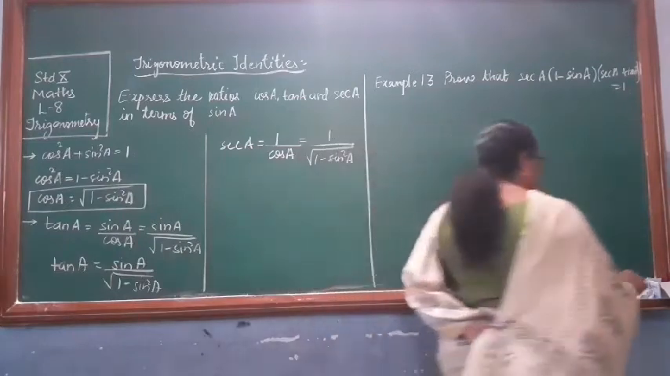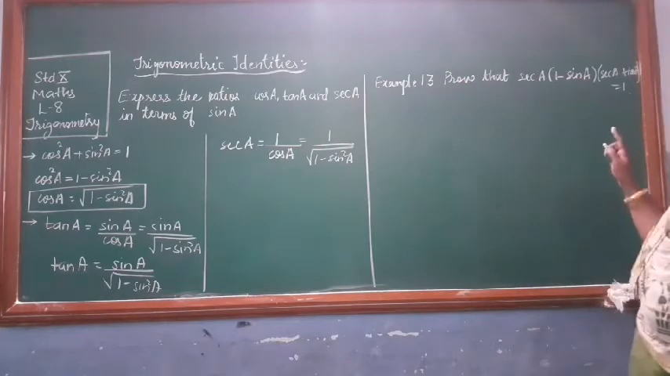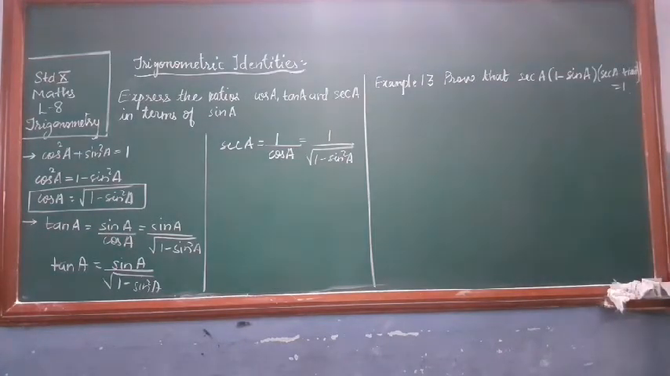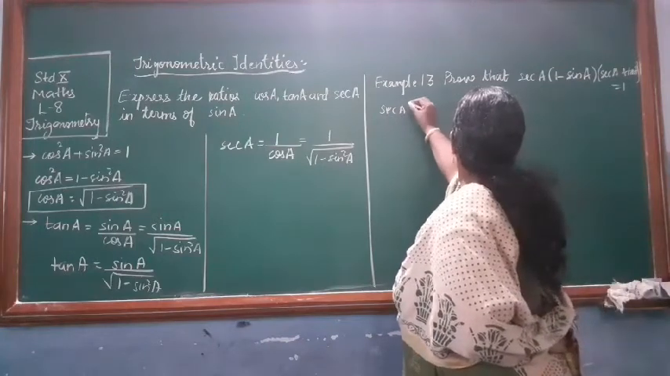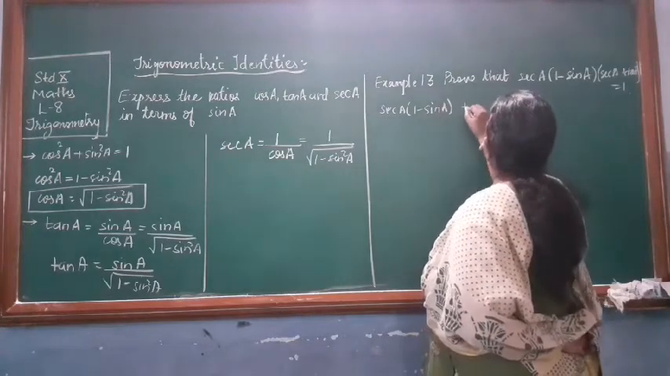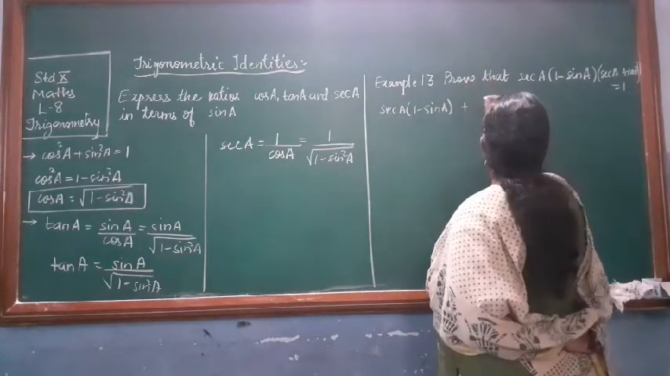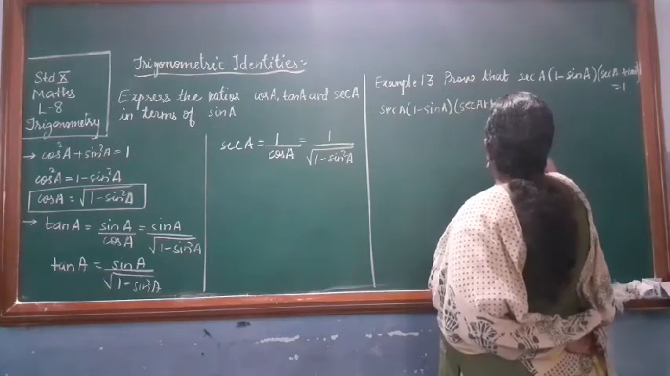Now example 13, you see. What does it say? Prove that sec A into 1 minus sin A into sec A plus tan A is equal to 1. Okay, so let me write it first. Sec A into 1 minus sin A plus into sec A plus tan A.